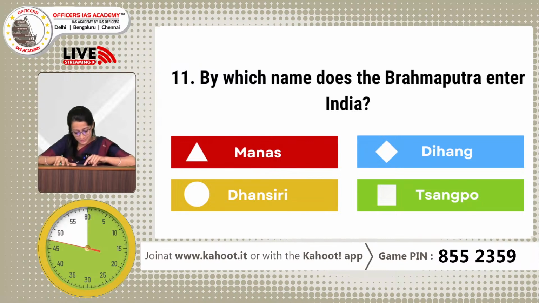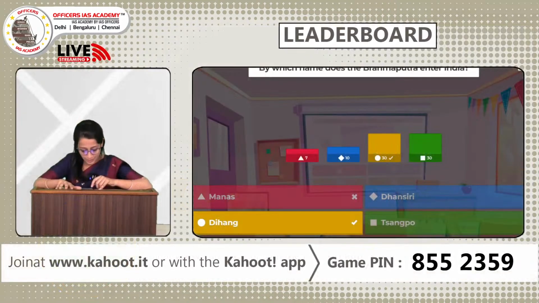So here we have seen people have come up with all different options. So we will quickly wait. We have the last 10 seconds left to see what is the correct answer. So the correct answer is Dihang. Most of them have marked Sangpo. Sangpo is the name of the river in Tibet where it originates. But when it enters India, it is known by the name Dihang.